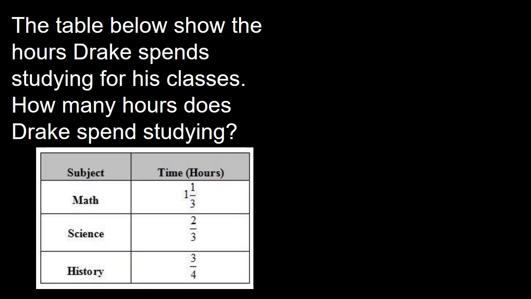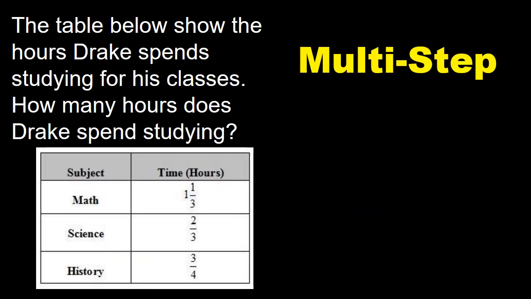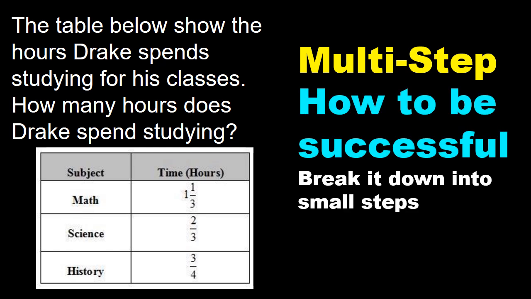So here we have another multi-step problem, and the same thing applies for this type of problem. Here we're given a table. It says the table below shows the hours Drake spends studying for his classes. So you can see math, he spends 1 1/3 hours, science 2/3 of an hour, and history 3/4 of an hour. The question says how many hours does Drake spend studying?